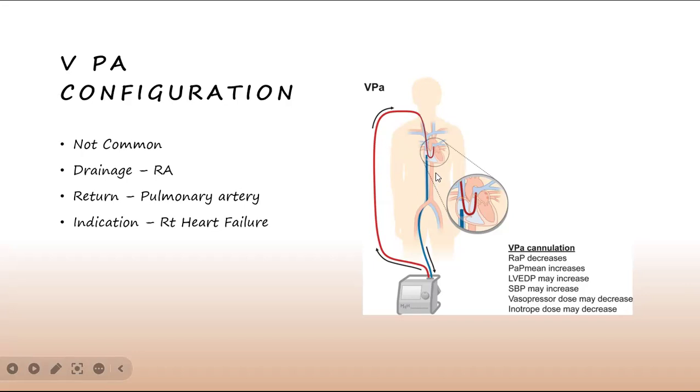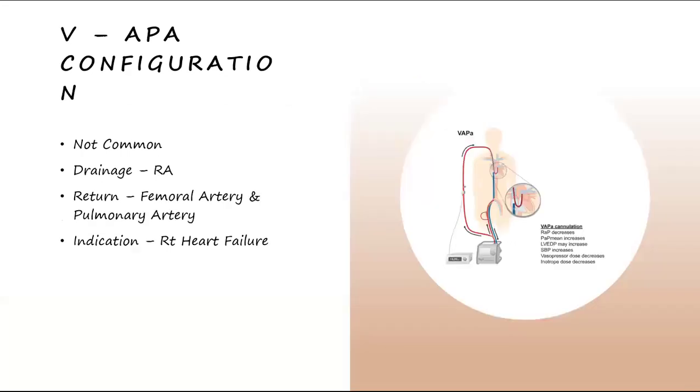So there's one more cannula called the Protek Duo cannula, which serves the same purpose. If you have to go and read, you read about the Protek Duo cannula, or it's also called TandemHeart. See this configuration here. It's a VAPA configuration. So drainage is from the vein, femoral vein. And the return is again, what is happening? One is going into the femoral artery, one is going into the pulmonary artery.